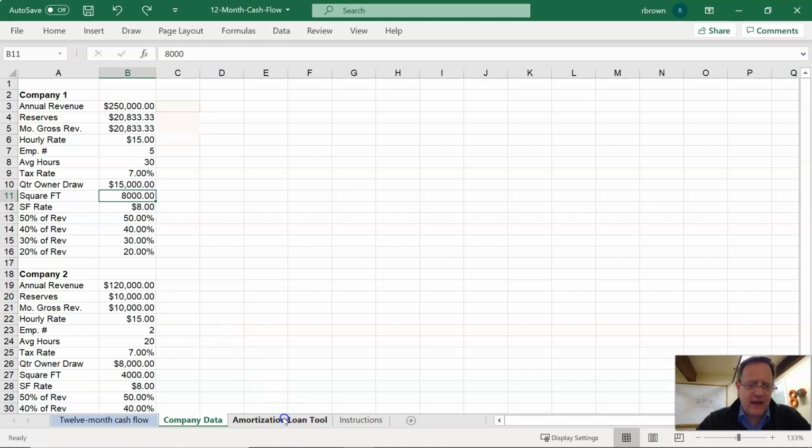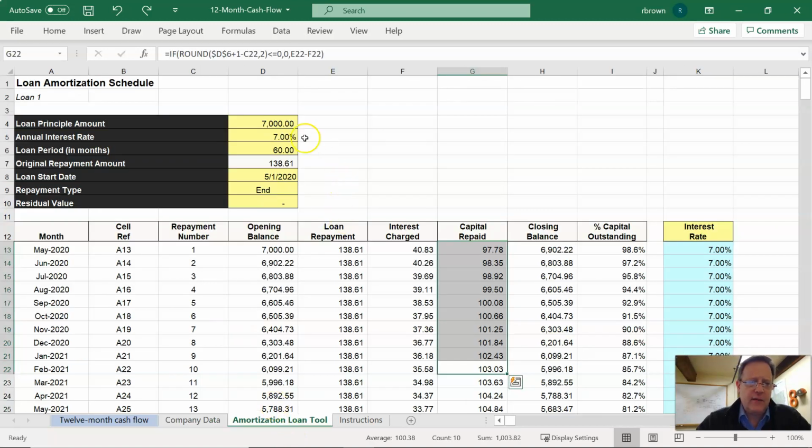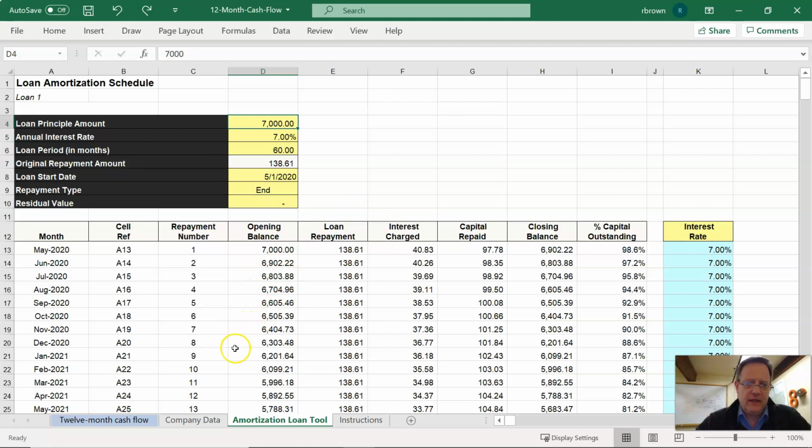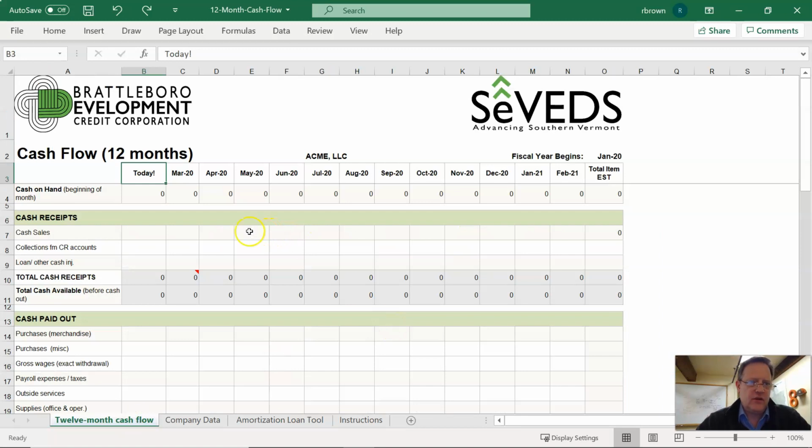The next tab is an amortization tool, and I'll get to this in a minute, but it's basically to help you understand what your payment might be, and it breaks it out by interest and capital repaid and so on. So let's just jump right in here.